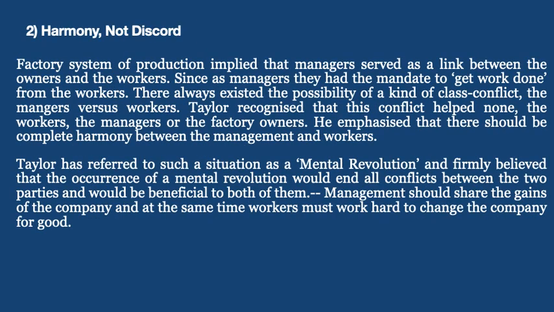Harmony, not discord. Factory system of production implied that managers served as a link between the owners and the workers, since as managers they had the mandate to get work done from the workers. There always existed the possibility of a kind of class conflict, the managers versus workers. Taylor recognized that this conflict helped none: the workers, the managers, or the factory owners. He emphasized that there should be complete harmony between the management and the workers.